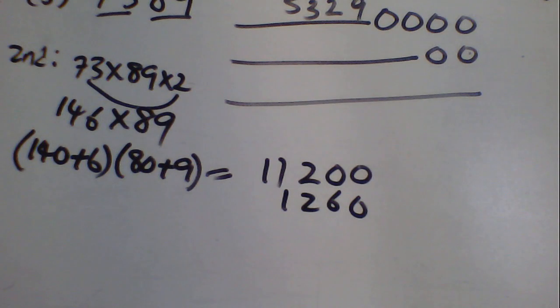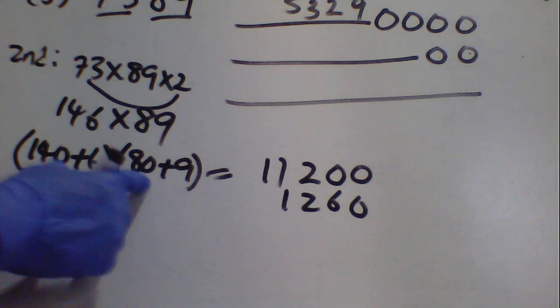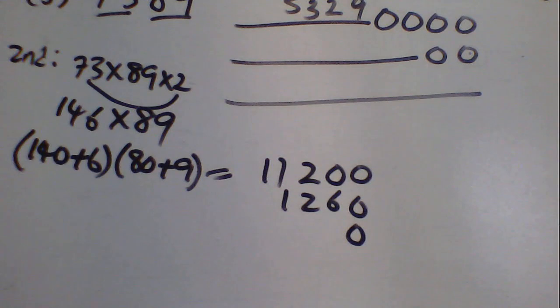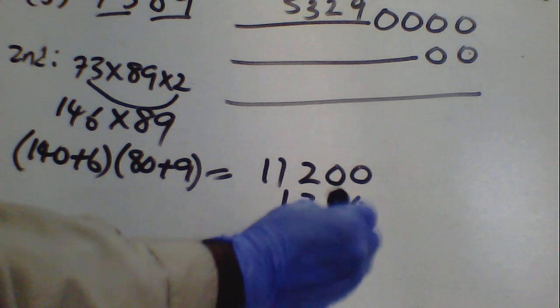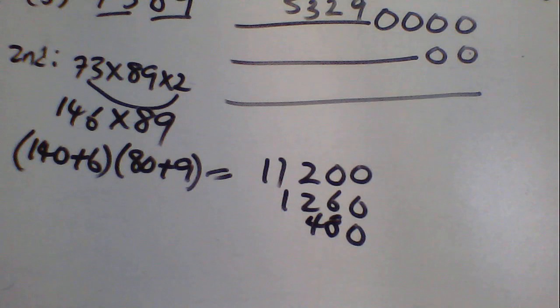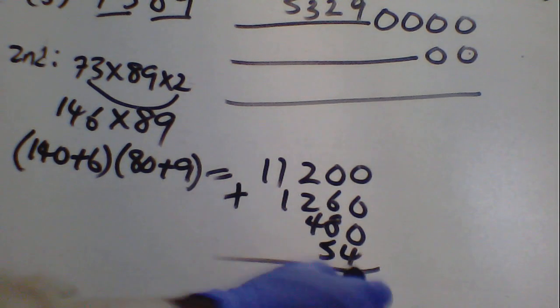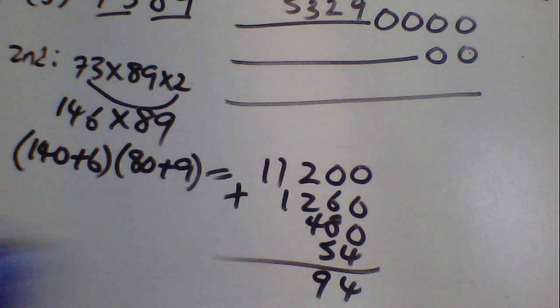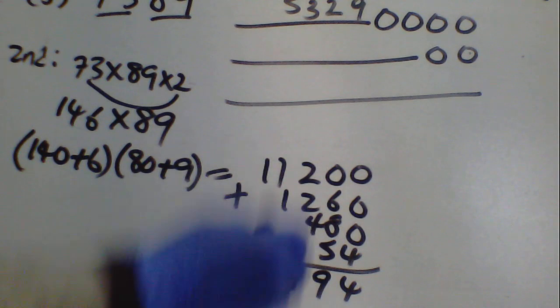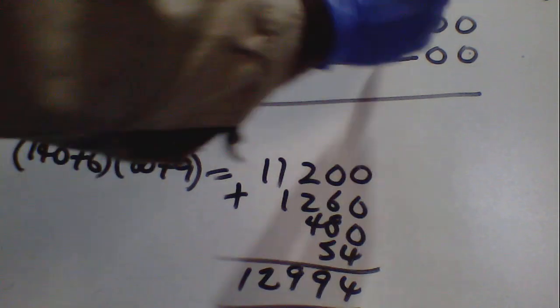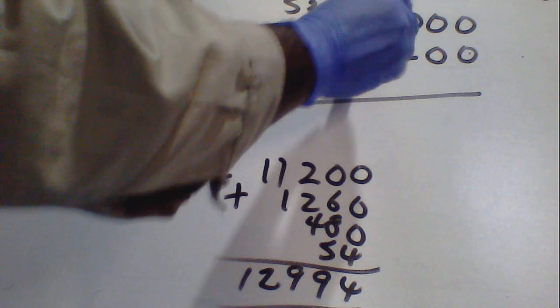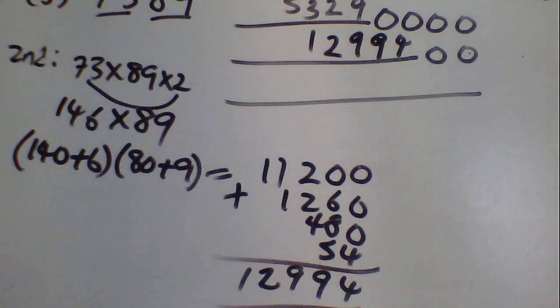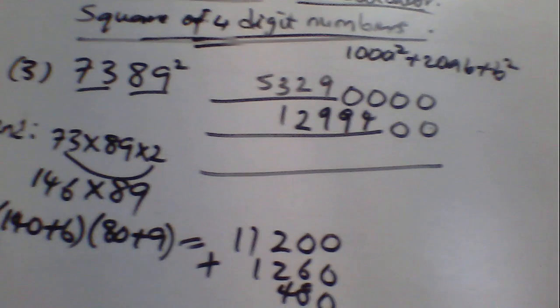So lastly, or second to the last, 6 times 80, write 0. 6 times 8 will give us what? 48. 6 times 9 will give us 54. Then sum up. In this case, you have 14 plus 5 will give us 19. We write 9, carry 1. This will give us 8 plus 1, 9. This will give us 2, 1. Come here, write 4, 9, 9, 2, 1. So lastly is to find the square of 89.